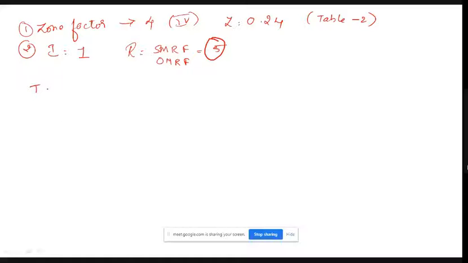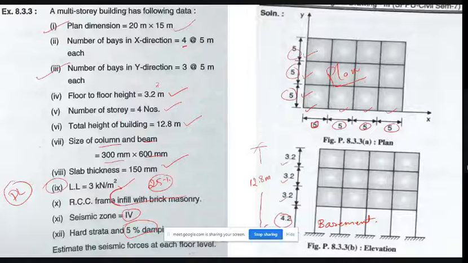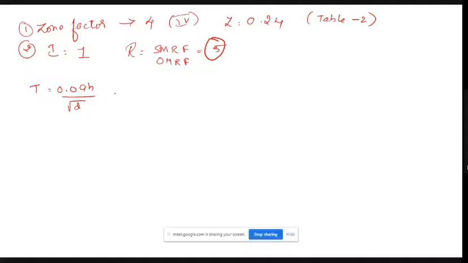How will we calculate the T? We have a formula, 0.09H divided by square root of D, because it is infilled with bricks. Here you can see it is infilled with bricks, so we will take T equals to this. Substitute the value where H is the height of the building, given as 12.8, divided by square root of the base width he has given.